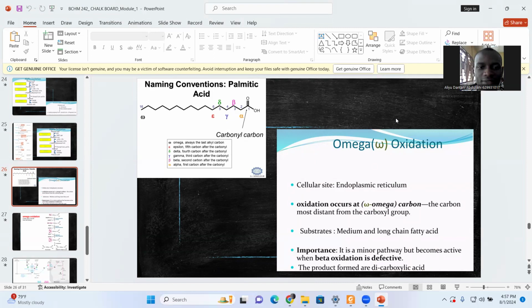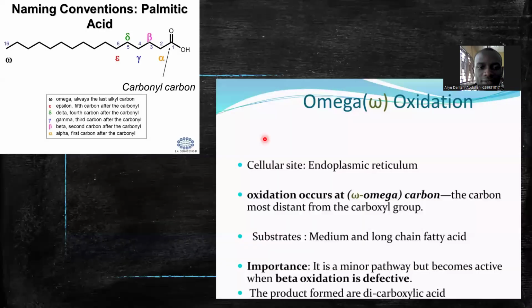Okay, the omega oxidation occurs at the omega carbon, right? And where is your omega carbon? That's your omega carbon, the carbon most distant from the carboxylic group. This is your carboxylic group, your functional group, carbon 1. Carbon 2 is your alpha carbon. Carbon 3 is your beta carbon, gamma, delta, epsilon. The last carbon far away from the functional group, that's your omega, the lone wolf, but it might not survive because wolves survive best in packs, right?